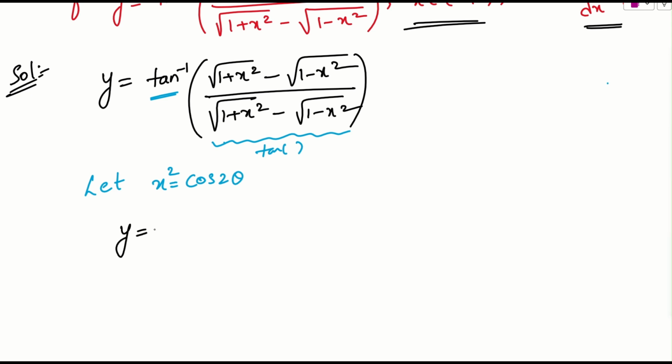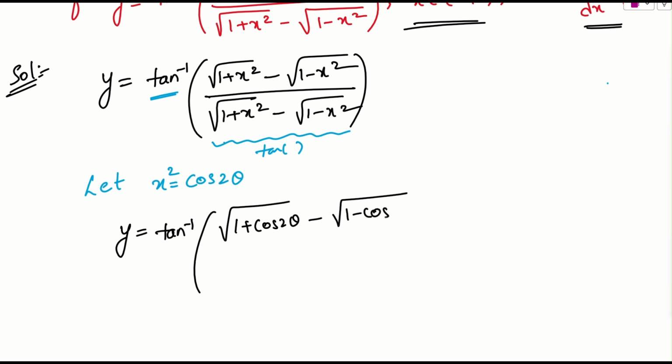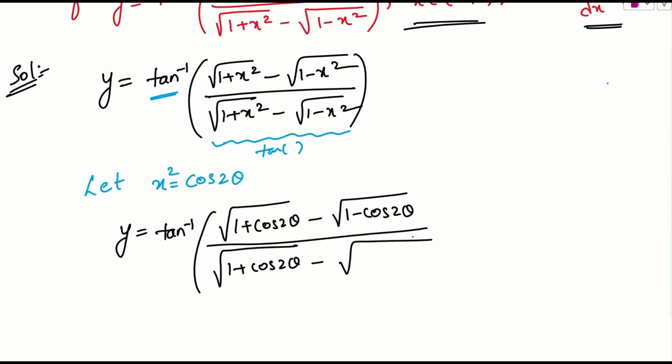We will be having y is equals to tan inverse of root of 1 plus cos 2 theta, x square means cos 2 theta, minus root of 1 minus cos 2 theta. Agree? The denominator will be the same, root of 1 plus cos 2 theta minus root of 1 minus cos 2 theta. I think the numerator should be plus, because both should not be the same. Is it okay? Yes.